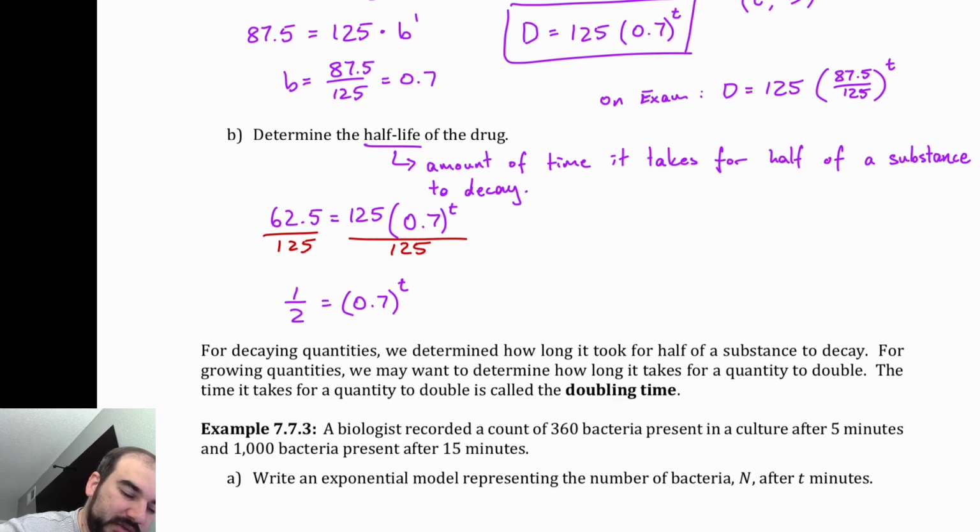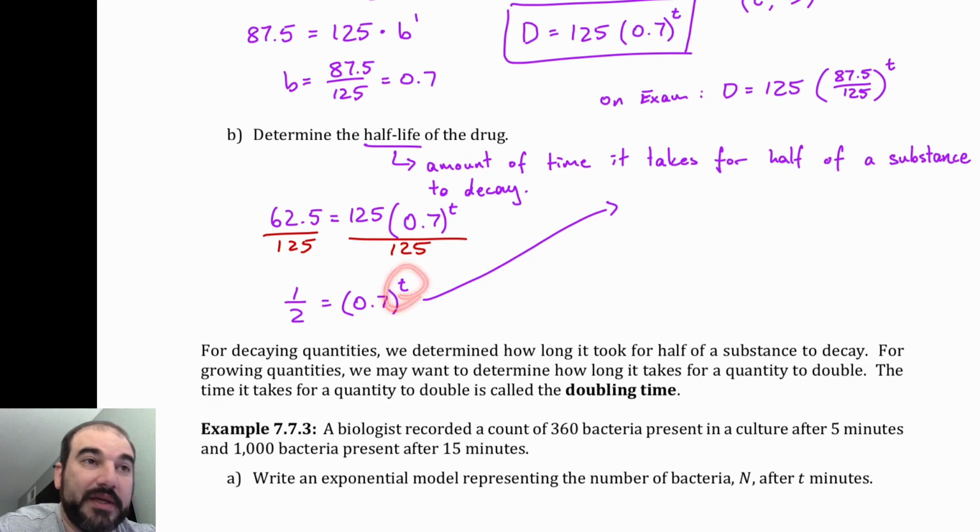How do we solve for t for something like this? How do I solve for t? How do I get t by itself? Do you take the log of both sides? Yeah, that was exactly what we did this whole chapter, essentially, right? How to solve these types of exponential equations. We're going to need to take the log of both sides.